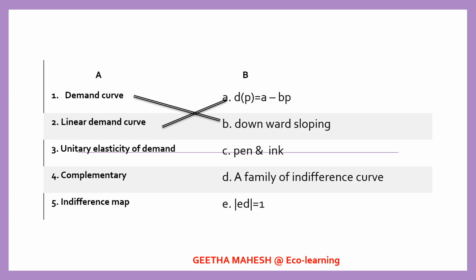Unitary elasticity of demand, we know it is equal to 1. Elasticity of demand is equal to 1. Complementary goods, where we use both together to satisfy a particular want. Pen and ink, we call it as an example for complementary goods. And we know indifference map is a family of indifference curves, where you can see a set of indifference curves.